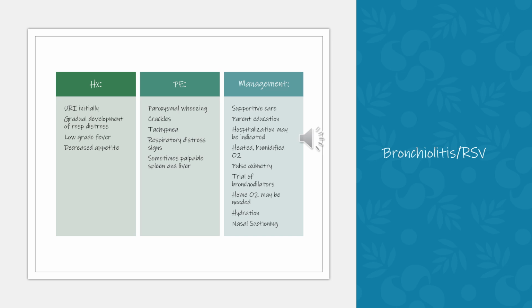Management: supportive care and parent education. A lot of times hospitalization is indicated. Humidified oxygen. They're going to need pulse oximetry to monitor their pulse ox. A trial of bronchodilators. In some cases, home oxygen may be needed. They need to stay very hydrated with IV fluids or parents forcing fluids, and nasal suctioning is very important.